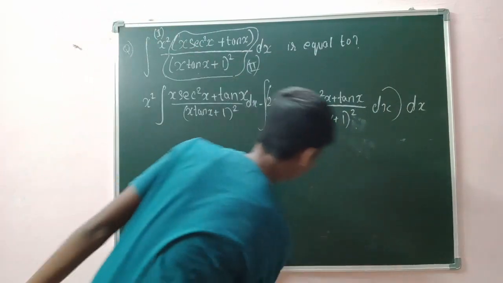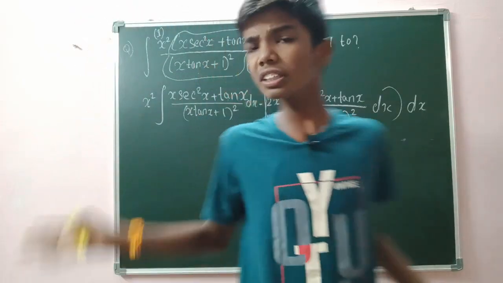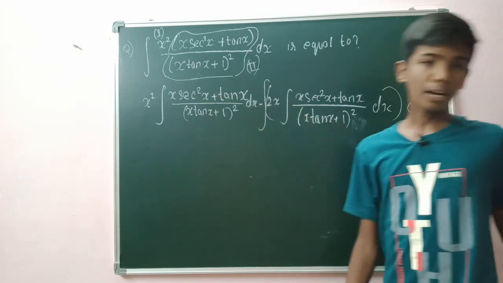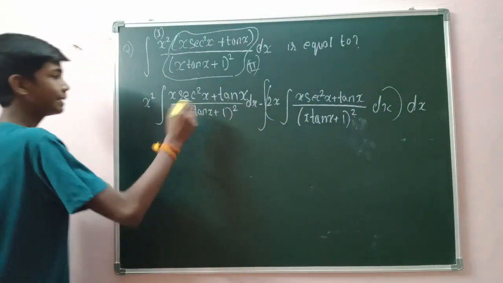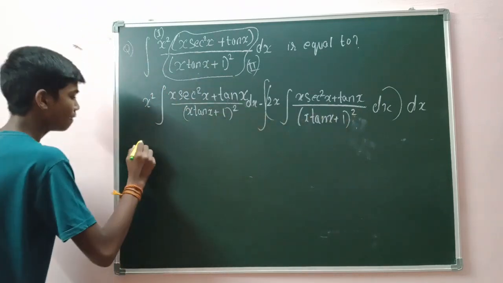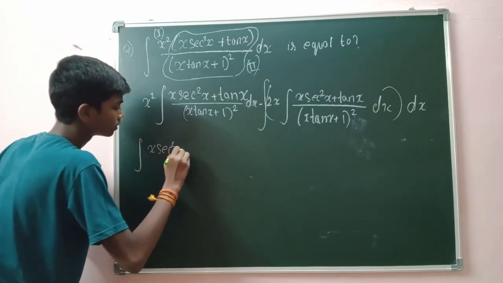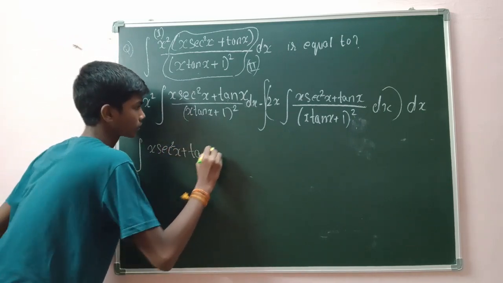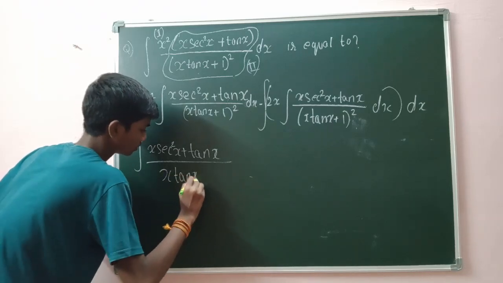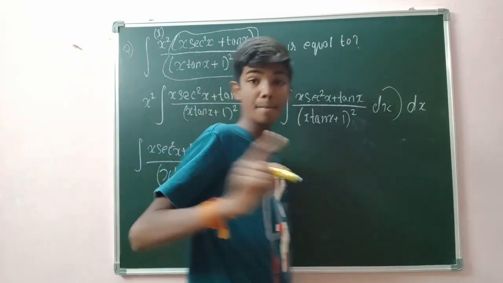Okay. So now what I'm gonna do is, of course, we don't know the integral of this particular expression now. So in order to solve this particular integral, here also I am having the same integral. I will solve it up here. Integral of x into secant square x plus tan x by x tan x plus 1, the whole square, of dx. This is the integral I am having here now.